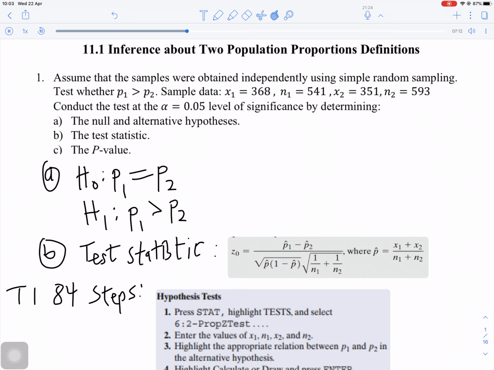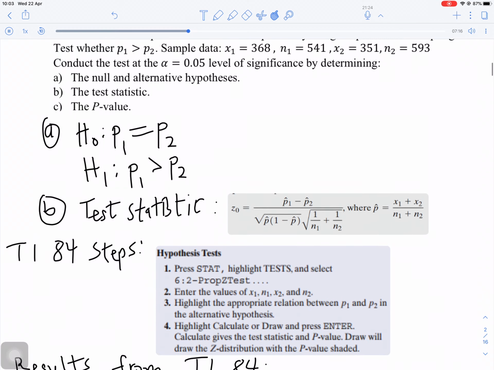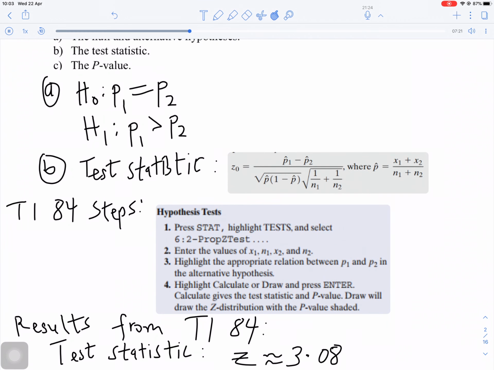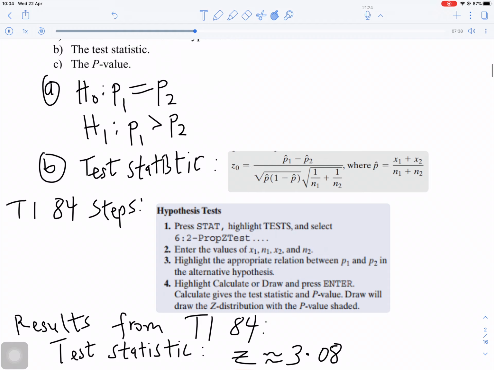So Z0 equals P1 cap minus P2 cap, right? The cap indicates that these are the sample population values, right? Over the square root of all that you have in the denominator. Now, the P cap that you see in the denominator is given as X1 plus X2 all divided by N1 plus N2. Okay, so that gives the computational, the mechanical way of finding the test statistic.